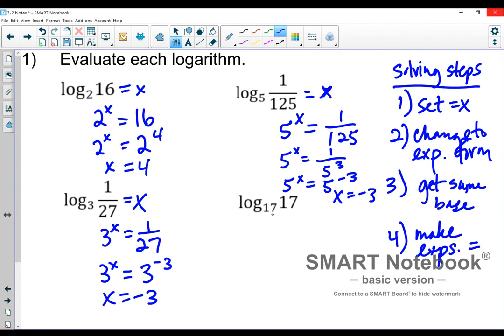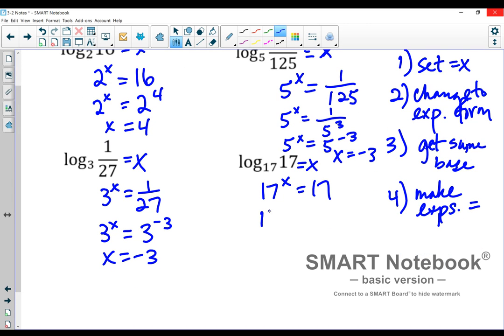And our last one, we have log base 17 of 17. So we're going to make it equal x. 17 raised to the x power equals 17. And so we know we could just make this 17 raised to the first power, and so x is equal to 1.